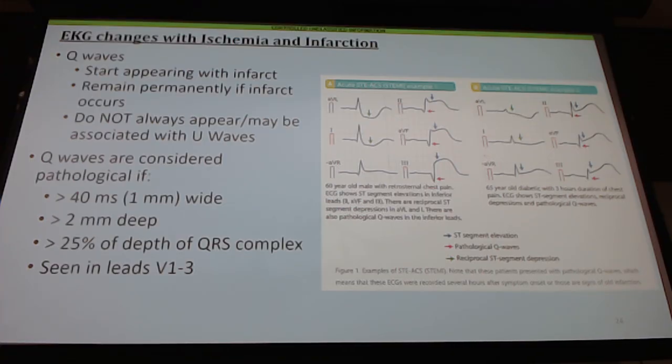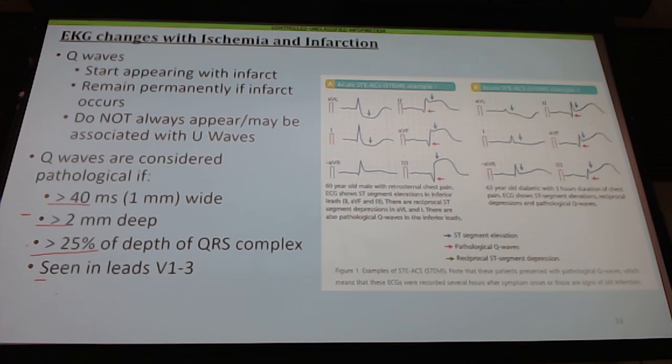So if you have pathologic Q waves, what does that mean? It has to meet one of these criteria. So it's either the width of that Q wave is greater than 1 millimeter wide. Or it's 2 millimeters deep, so two small boxes down. Or it's greater than 25% of the depth of the QRS complex. So if it doesn't meet this criteria, but that QRS is very small and that Q wave is 25% or more, then that is a pathologic Q wave.